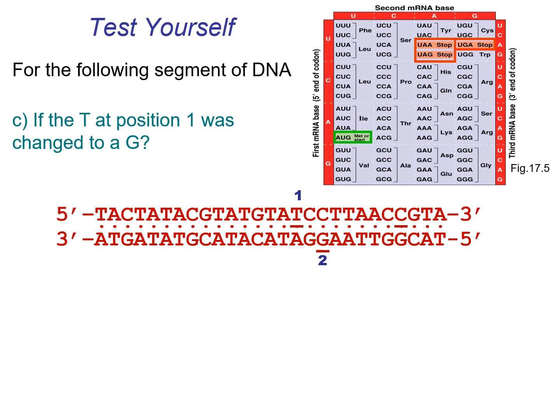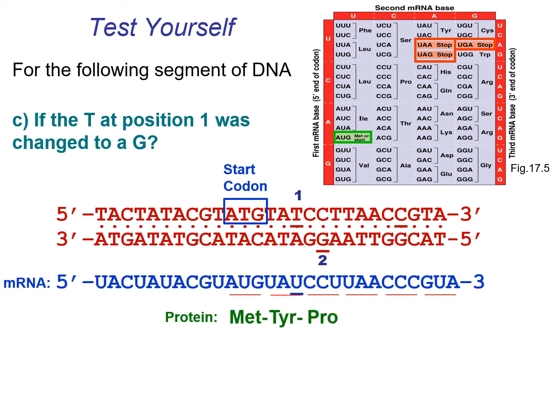Okay, part C. What if the T at position 1 was changed to a G? Okay, so there's my messenger RNA and my amino acid sequence. I'm looking at codon number 2. And what does the question say again? What if the T is changed to a G? So my new DNA, I'm going from a TAT to a TAG.